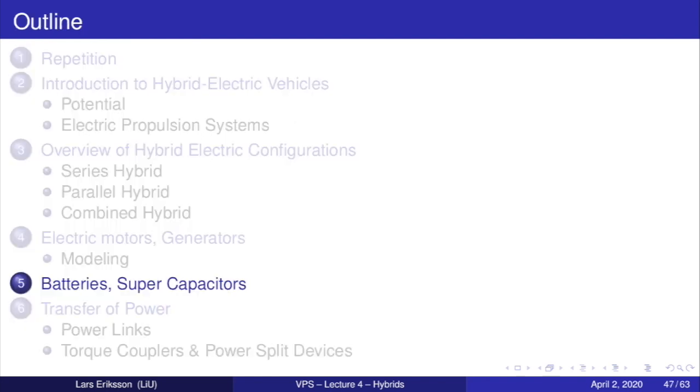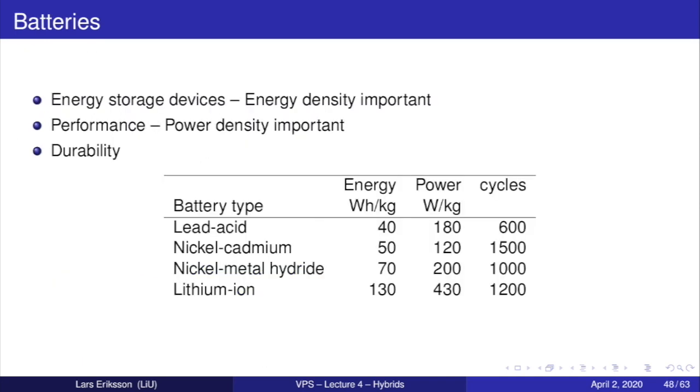The next step in the walkthrough is to look at batteries and supercapacitors. These are used to store energy, for example from regenerative braking, that can later be used for accelerations or for driving. Batteries are energy storage devices where energy density is important, and for performance of the vehicle you know that the acceleration performance, the gradability, was coupled to the power, and that's why the power density becomes important. And durability is also important because we don't want to exchange the battery, since the battery is so expensive.